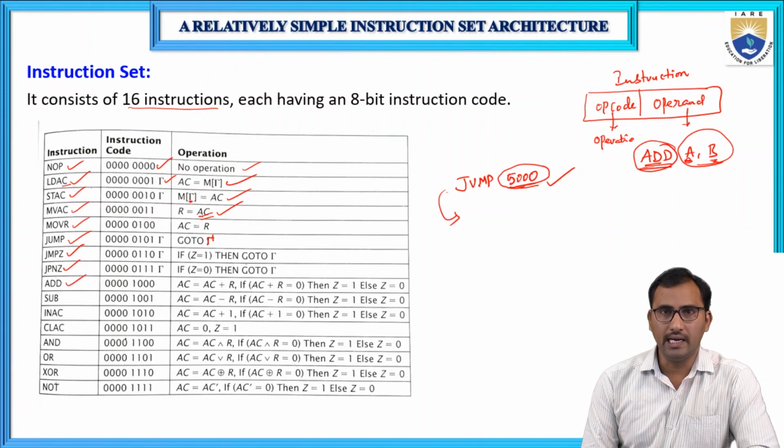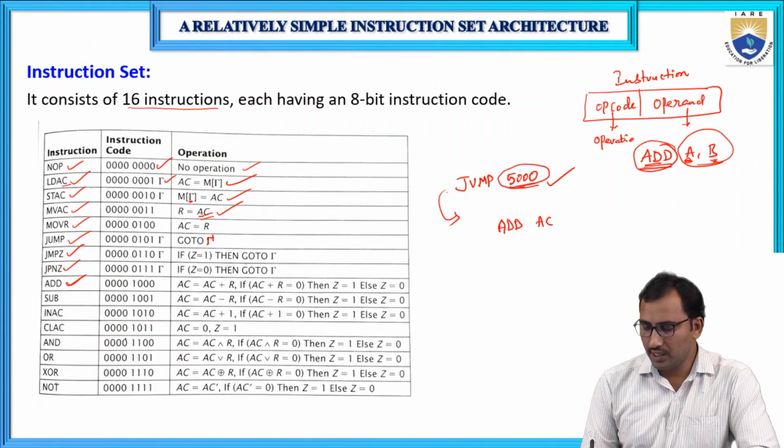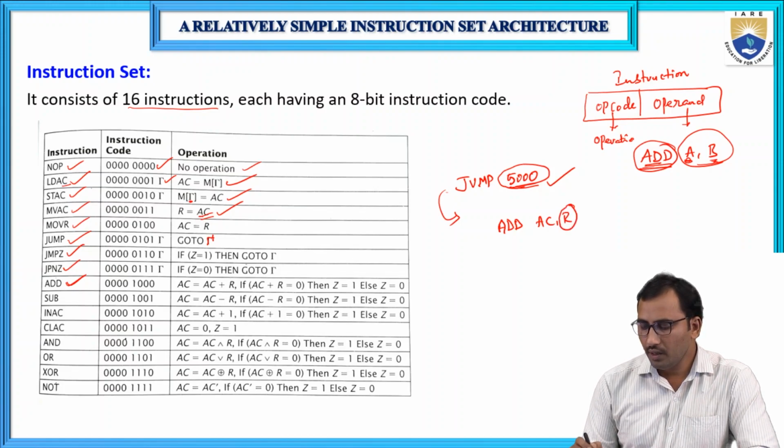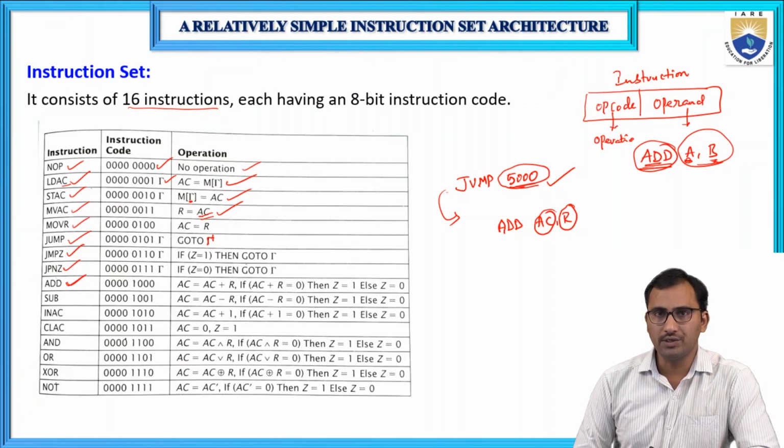Next, addition, ADD. The operation we are performing is addition. ADD AC, R. That means we are adding the contents of register R with the contents of the accumulator. And after performing that addition operation, the result will be stored in the accumulator, because we have already seen just before that the accumulator acts as the default register to store the result.